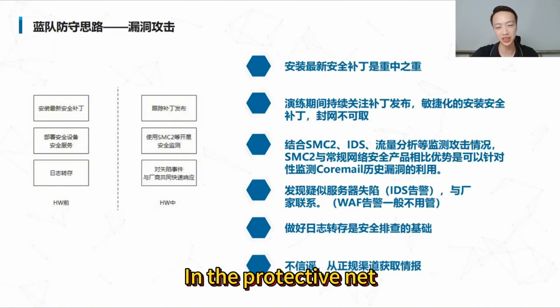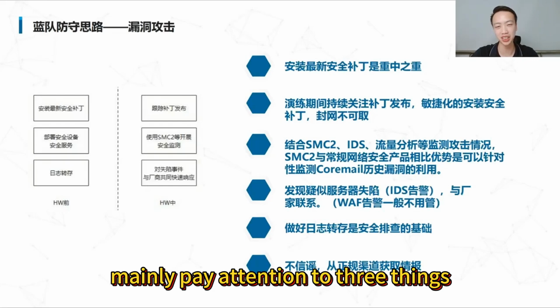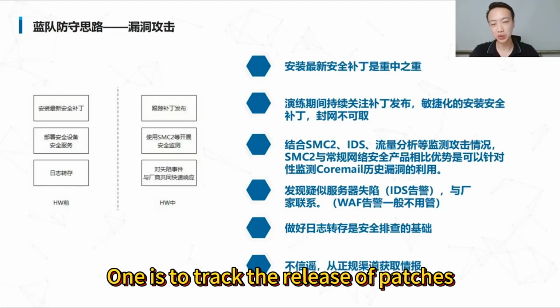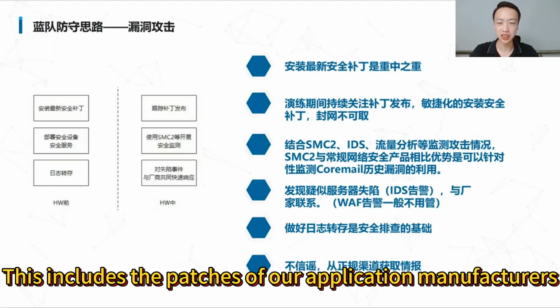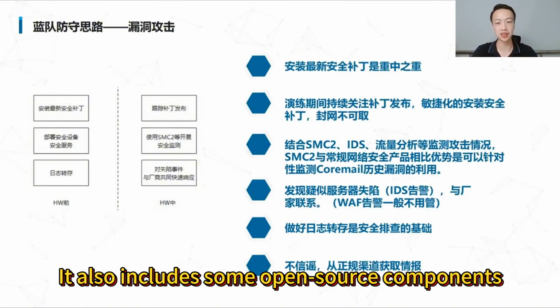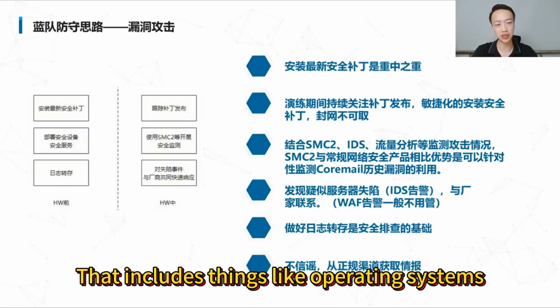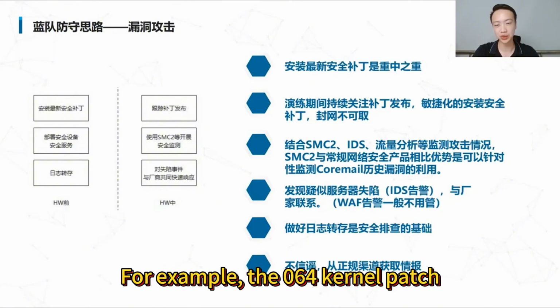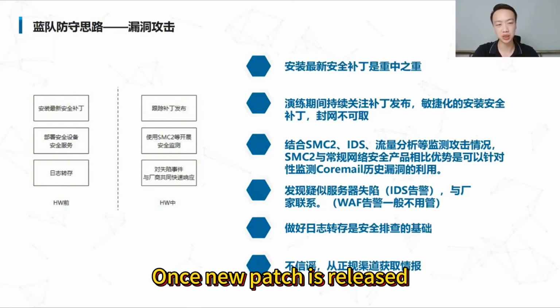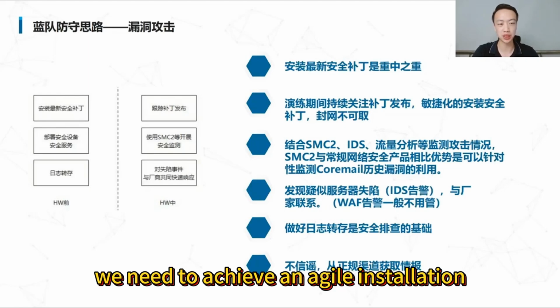In the protective net, mainly pay attention to three things. One is to track the release of patches. This includes the patches of our application manufacturers. It also includes open source components and patches for open source products. That includes things like operating systems, for example, the 0.6 kernel patch. Once a new patch is released, we need to achieve an agile installation.